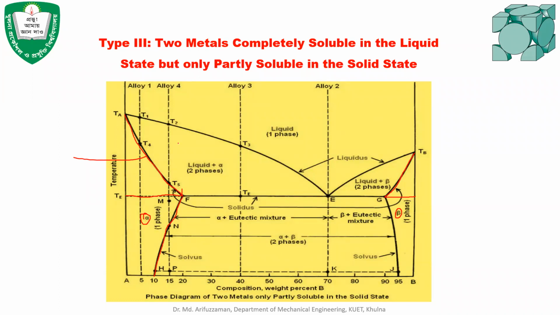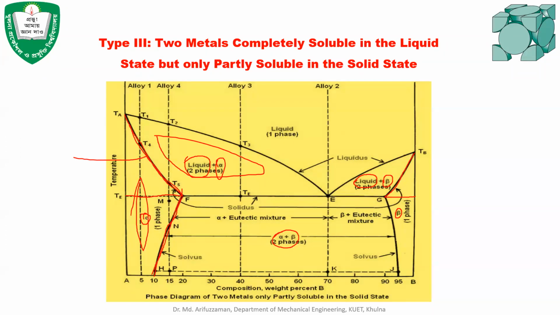When solidification starts, there will be a mixture of solid and liquid, which is why this region is a two-phase region where there will be liquid and alpha solid solution. And on the other side, there will be solid beta and liquid. These two regions are two-phase regions, and also in the solid state there will be a two-phase region like alpha and beta. But this region in here is a single-phase region.